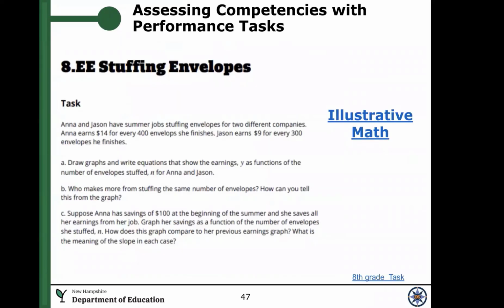Here's another task from Illustrative Math. Again, they are another resource available to us. They also have some videos on the mathematical practice standards, as well as the content standards. They have kindergarten through high school tasks. No rubric is usually provided, but there is a commentary that you can pull from and use.